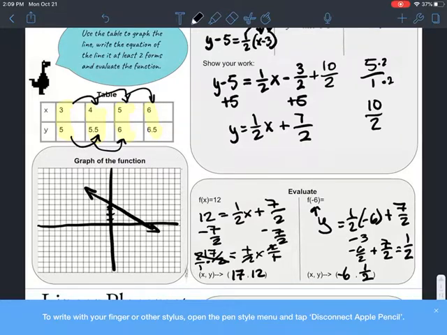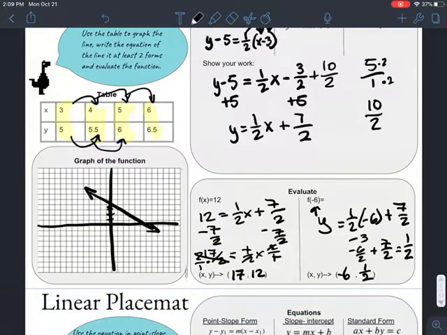And that's how you're going to do all of these placemats. It just depends on the given information that you have, what you're going to need to fill in here.